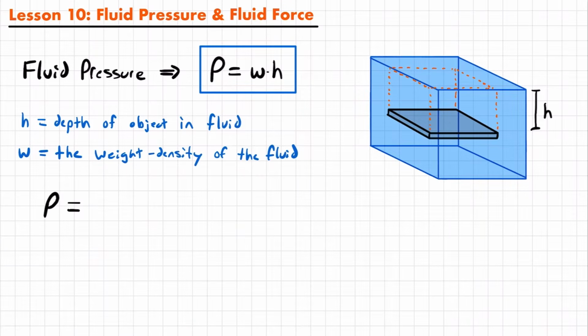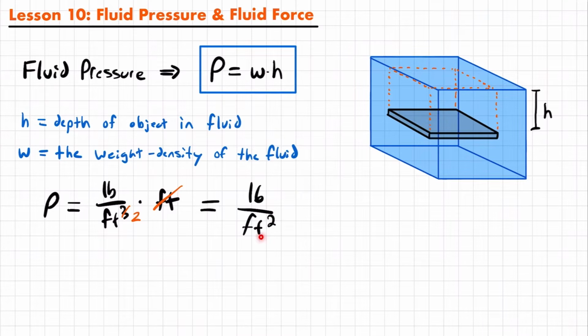And so if we write out the units for each of these variables, and I'm going to work with imperial units here, the weight density of our fluid is in pounds per cubic foot, and that will be multiplied by a depth, which is going to be measured in feet. And so this unit of feet is going to cancel out with one of these units of feet, and so we're going to be left with feet squared in the denominator. And so pressure is equal to pounds per feet squared.